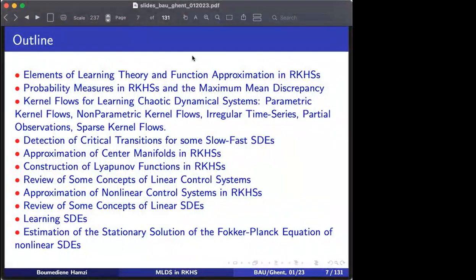The outline of the talk is as follows. I'll talk a little bit about RKHS, function approximation, and probability measures in reproducing Kernel spaces. I'll talk about kernel flows and then how to choose the kernel in reproducing Kernel Hilbert spaces. I'll talk about parametric and non-parametric kernel flows, irregular time series, partial observations, and sparse kernel flows. I'll also talk about detection of critical transitions for some slow-fast SDEs. And if I have time, I'll talk about center manifolds, a data-based version of the center manifold theorem, and also the construction of Lyapunov functions in reproducing Kernel Hilbert space.